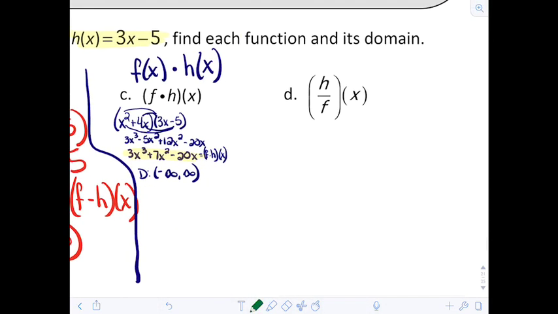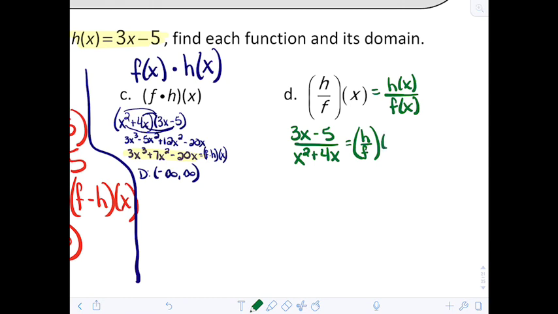H divided by f of x. So h of x again is 3x minus 5. My f of x was x squared plus 4x. So this is really just putting h of x over f of x. Now if I simplify this, something may cancel. I cannot simplify the top, but the bottom I could factor out an x. Even if I did that though, nothing is going to cancel. So this right here is actually my final answer. This is what I get when I divide those two functions.